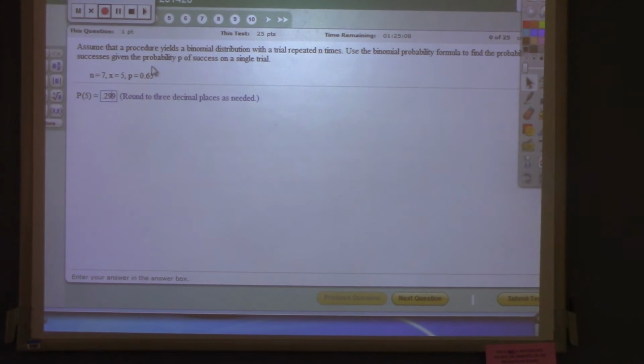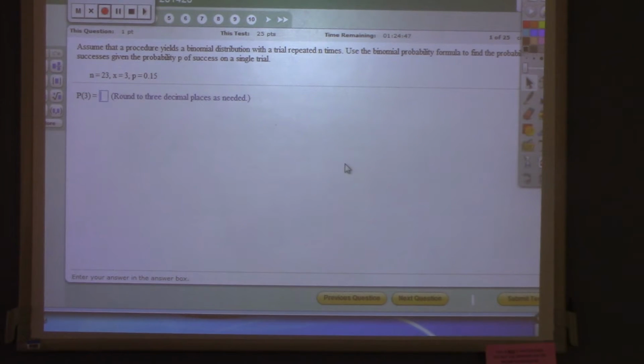Does it matter what order you put the numbers in the calculator, as long as they're in there? Yeah, it does. N, P, and X. Oh, okay, sorry. Yeah, we covered that. You came in late. I kid. I done forgot what it said. 0.298. Okay. Next.